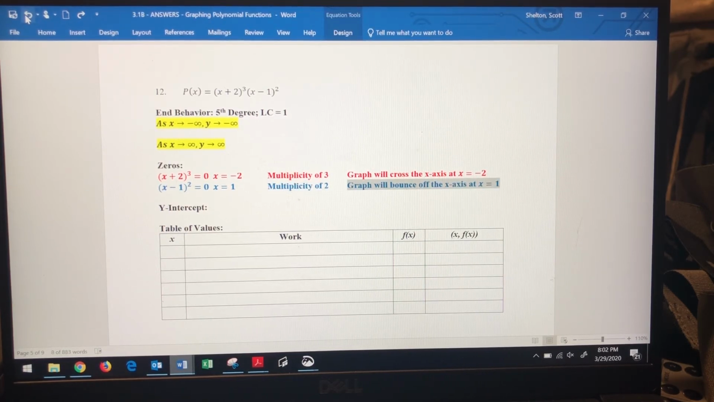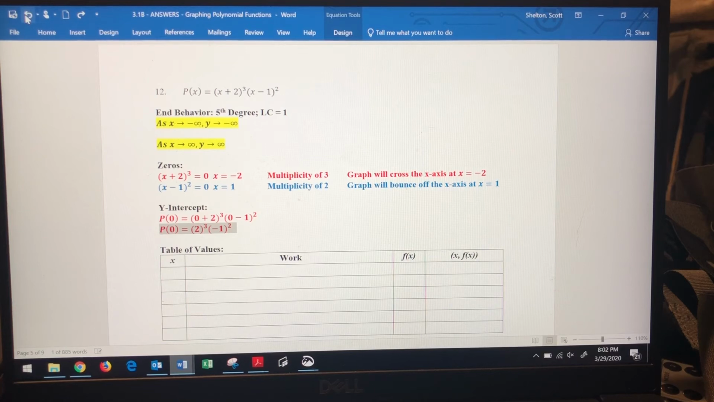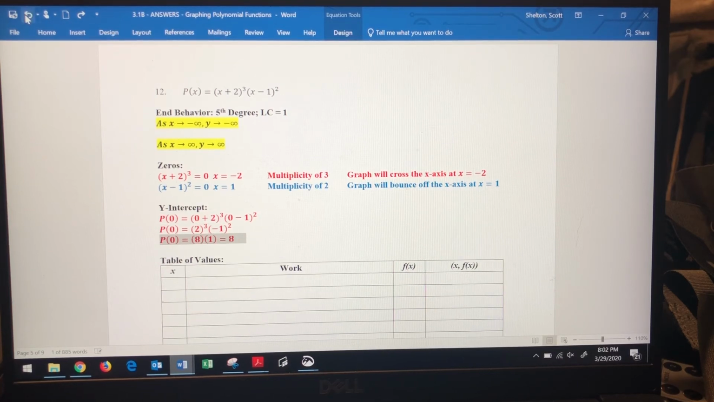This is the first time you've seen this. The graph's actually going to bounce off the x-axis there. It's not going to cross the x-axis. It's going to go exactly to the x-axis at (1, 0), and then it's going to bounce back whichever way it was coming from. All right, y-intercept, again, we want to plug in 0 for x. Do the math. We get 2 cubed times (-1) squared, which is +8. So our y-intercept is at 8.